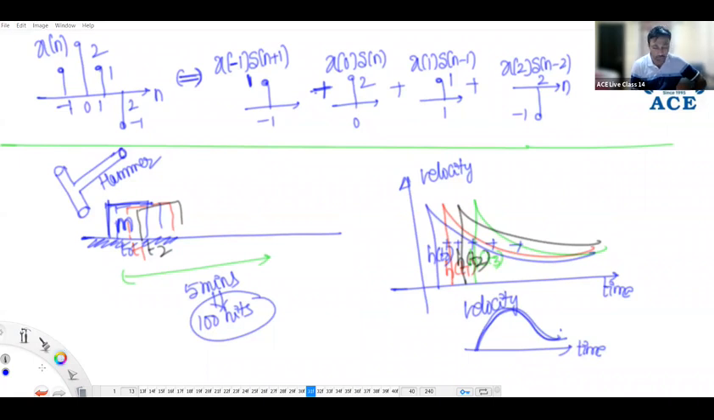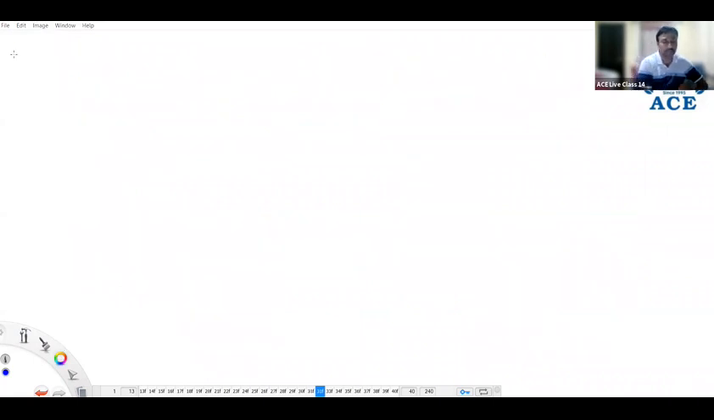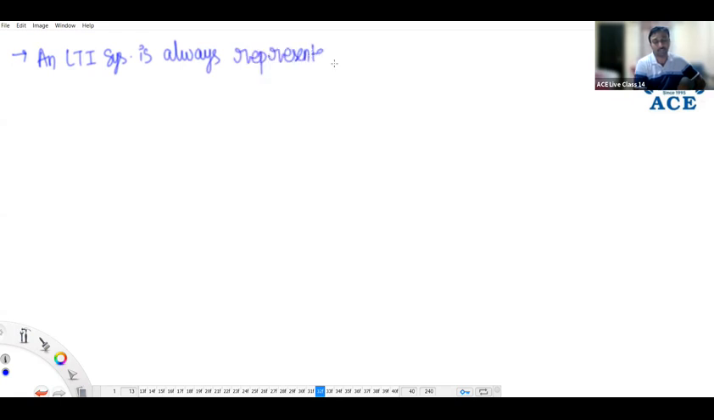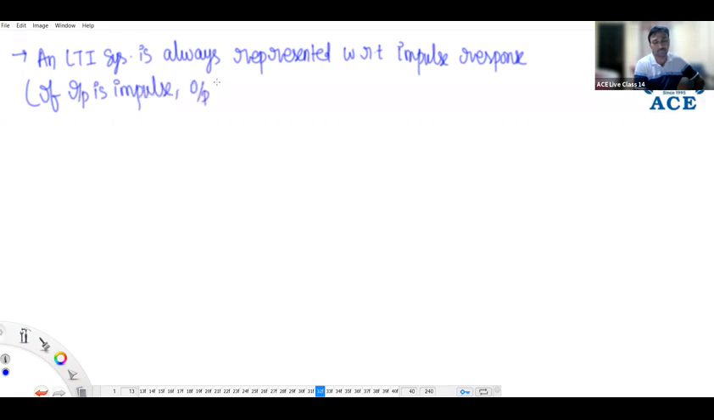So two things you have to remember here. First point, an LTI system is always represented with respect to impulse response. What is impulse response meaning, sir? If input is impulse, output is impulse response. That is one statement.